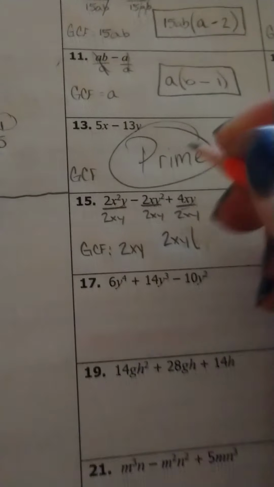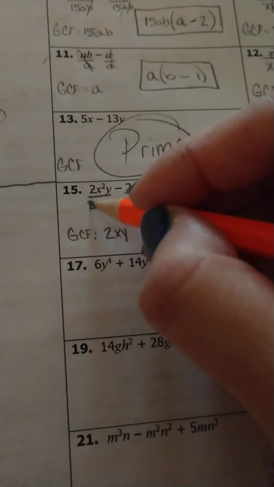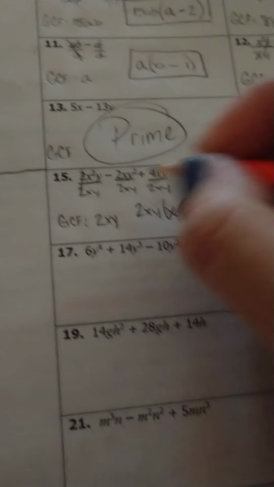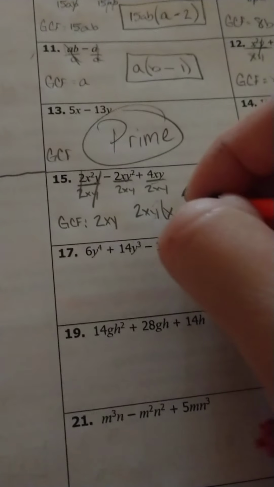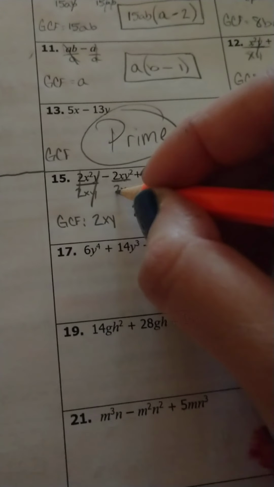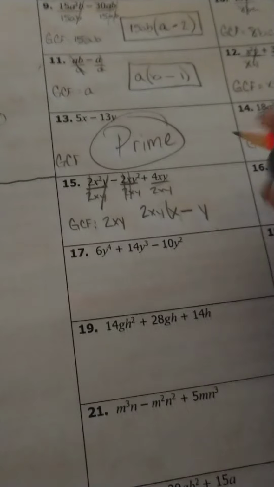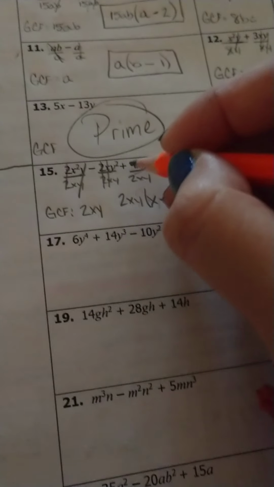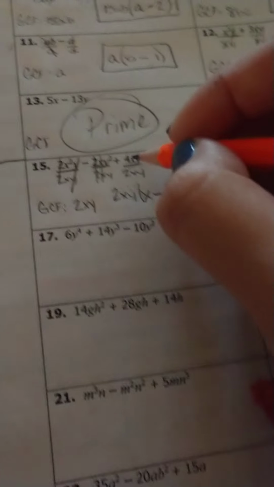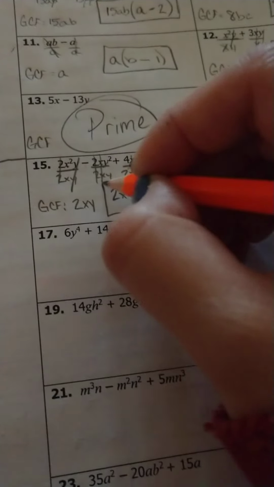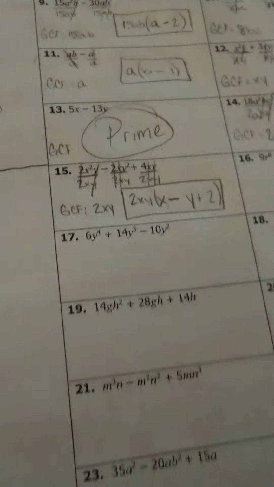So 2xy, parentheses. 2 divided by 2, they cancel. X squared over X is simply X. Y over Y cancels. Bring down that minus sign. 2 over 2 cancels. X over X cancels. Y squared over Y is Y. Plus 4 divided by 2 is 2. X over X cancels. Y over Y cancels. So you have 2xy, parentheses, X minus Y plus 2.